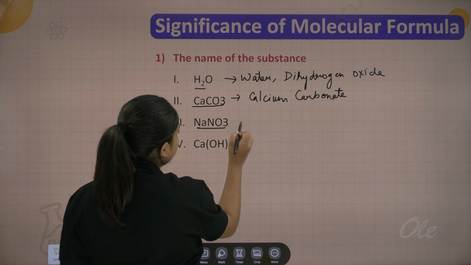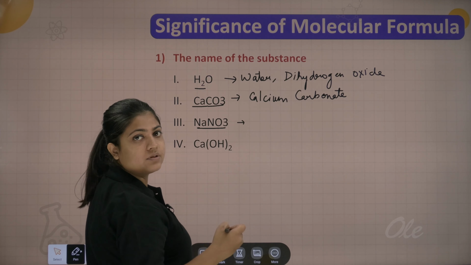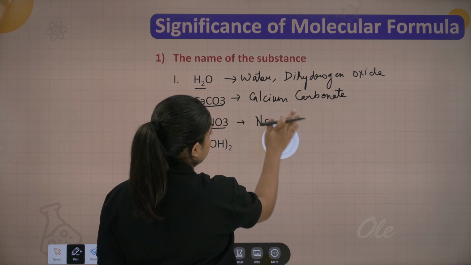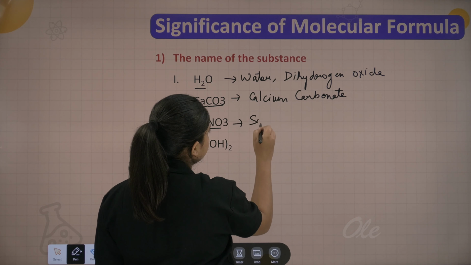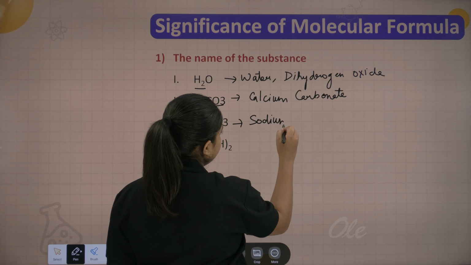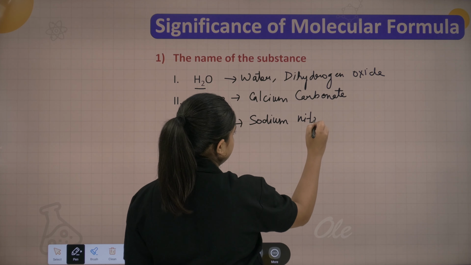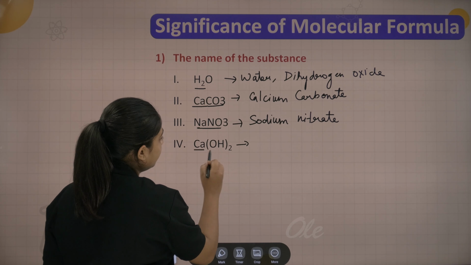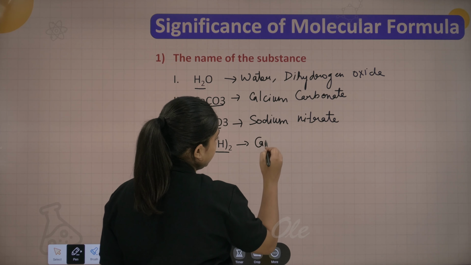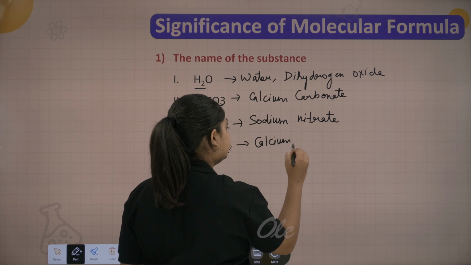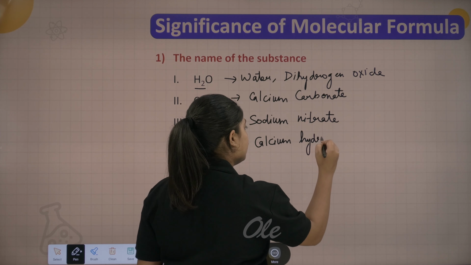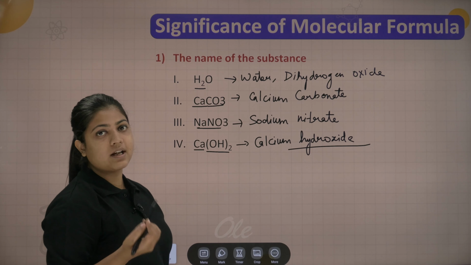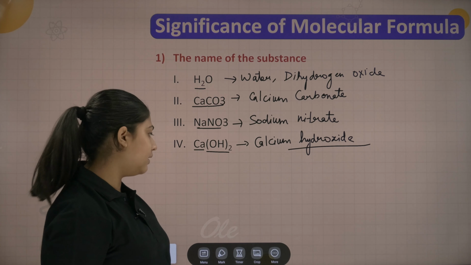NaNO3, there is sodium, and then NO3 is the formula for nitrate. So, that is sodium nitrate. What you will write? You will write sodium nitrate. Ca(OH) whole twice, calcium and hydroxide. So, you will write calcium hydroxide. So, this is how by the chemical formula you can guess the chemical name of the compound.